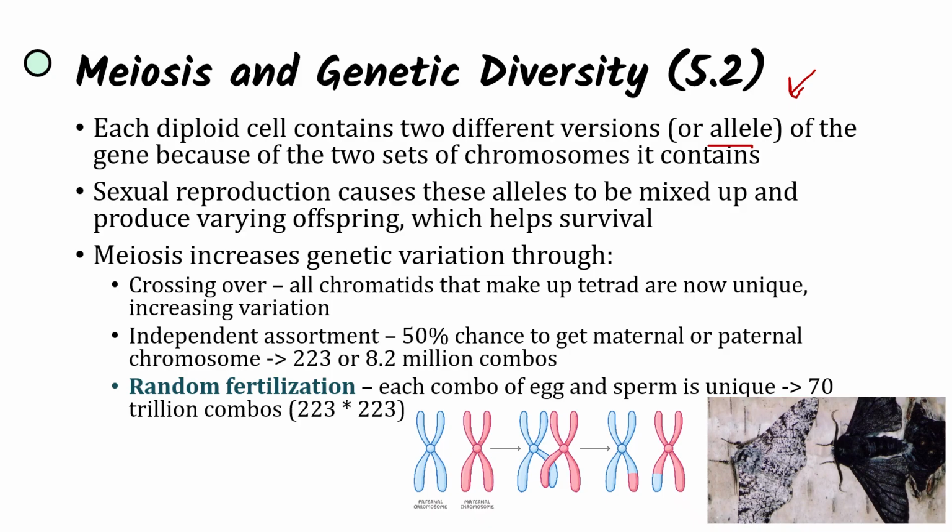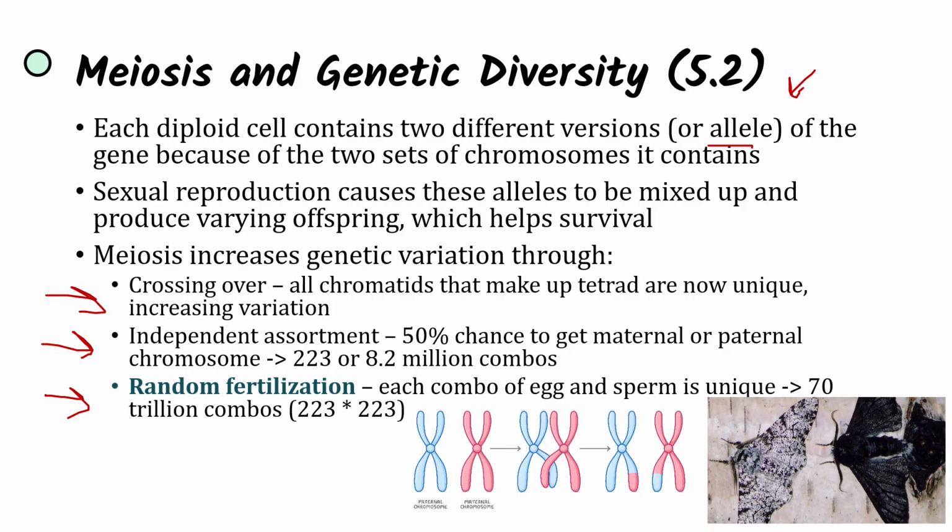And we talked about crossing over. We talked about independent assortment, but also random fertilization. Each combo of egg and sperm is unique. So after meiosis has occurred, the random, like which of the egg and which of the sperm are going to fertilize to create a zygote, there are 70 trillion combinations, which is absolutely insane, and that creates so much variation within population and within the human species as a whole.